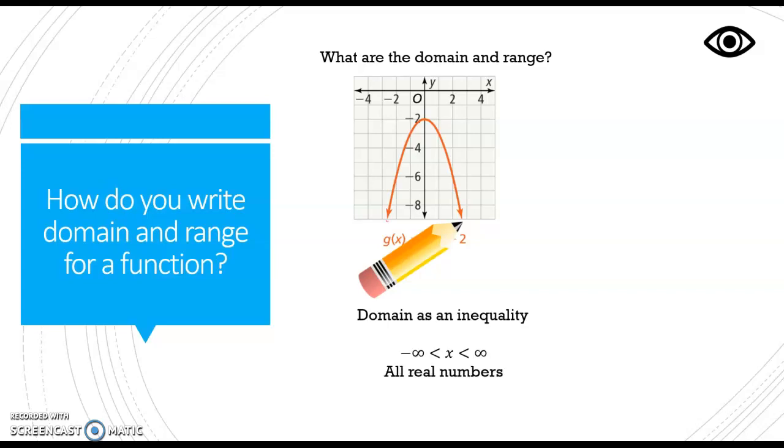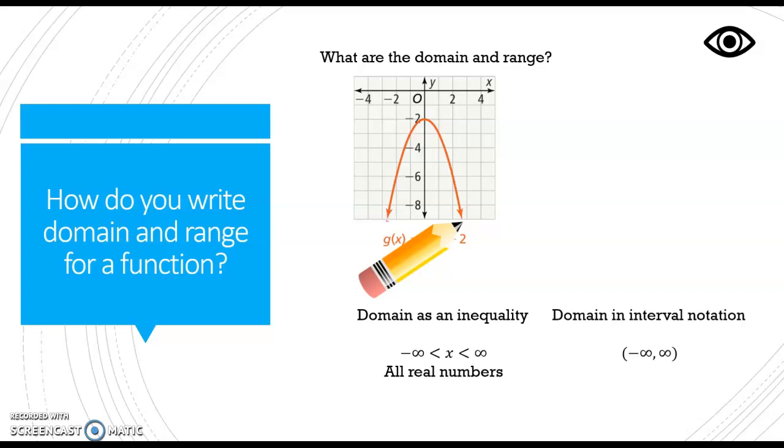One way to write that is this graph is going for x coordinates from negative infinity to infinity. Negative infinity is less than the x coordinate, which is less than infinity, is a way to write that as an inequality. Another way to say that is all real numbers, and your textbook prefers to write all real numbers.